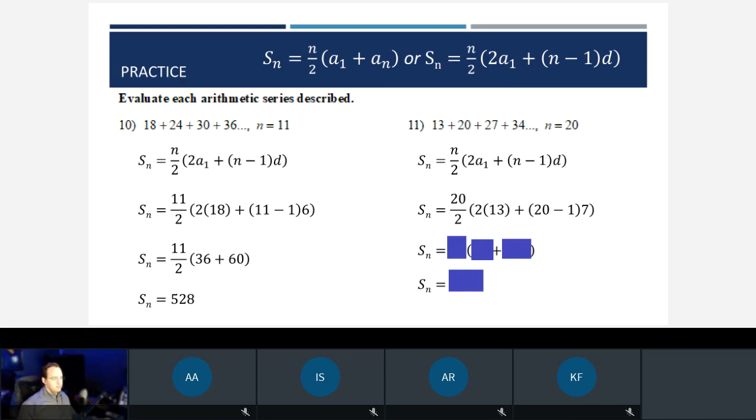1590. That's right. I think it's right. 2 times 13 is 26. Oh yeah, 20 divided by 2 is 10. And then 20 minus 1 is 19. 19 times 7 gives us 133. And then we just do the math from there, and that's how we get 1590. Not too bad, not too bad.